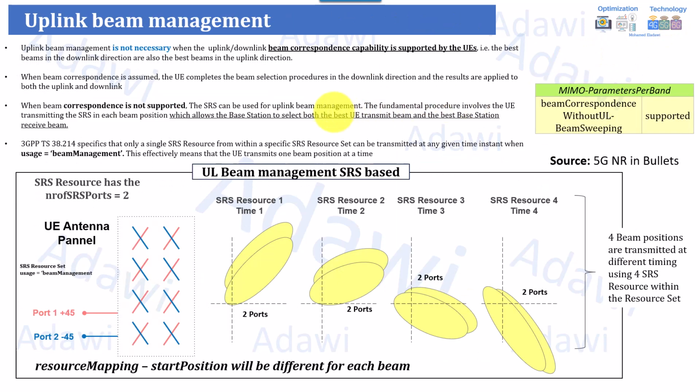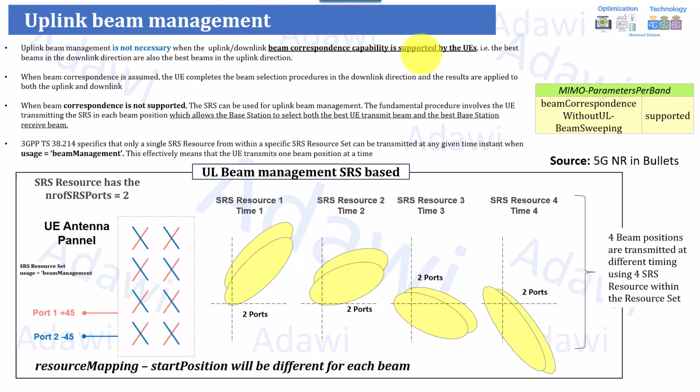The last part in today's session is about uplink beam management in general. For example, if the user is transmitting different beams in the uplink and the gNB needs to select the best beam for the user in the uplink transmission, and also the best receive beam on the gNB side, how can this be done? First of all, as highlighted here, uplink beam management is not required whenever there is something called uplink-downlink beam correspondence capability. If it's supported by the user, this means uplink beam management is not required at all.